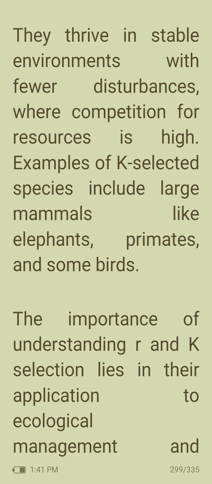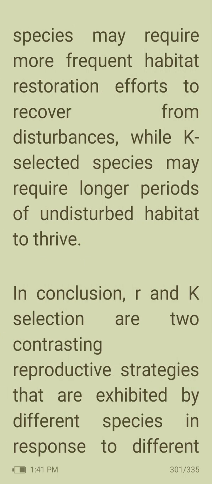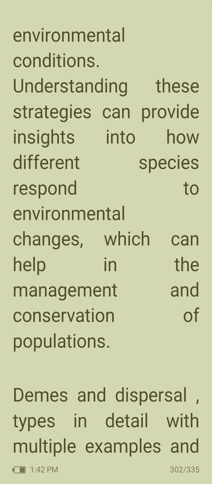The importance of understanding R and K selection lies in their application to ecological management and conservation. For example, in conservation biology, understanding R and K selection can help in predicting the effects of environmental changes on populations of different species. It can also help in designing management plans that are appropriate for the different reproductive strategies. For example, R-selected species may require more frequent habitat restoration efforts to recover from disturbances, while K-selected species may require longer periods of undisturbed habitat to thrive. In conclusion, R and K selection are two contrasting reproductive strategies that are exhibited by different species in response to different environmental conditions.